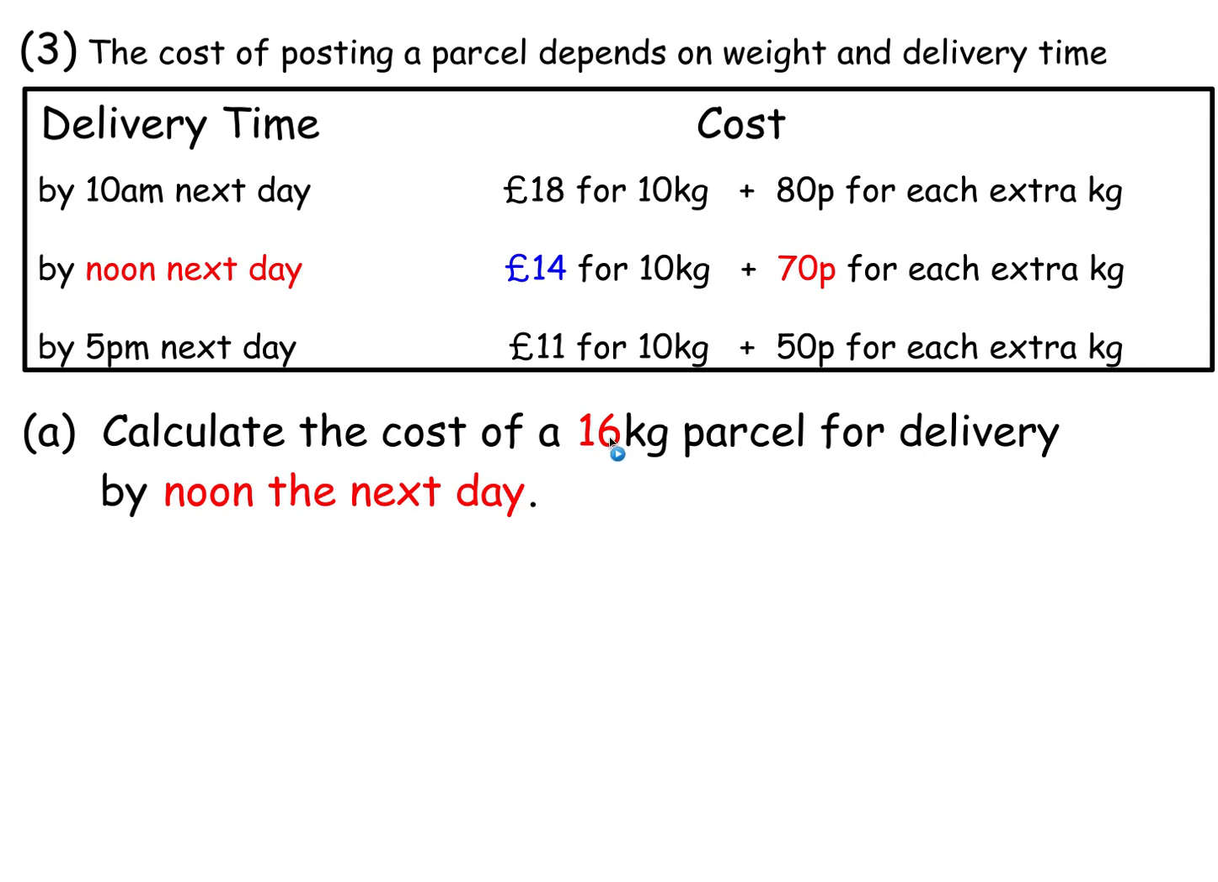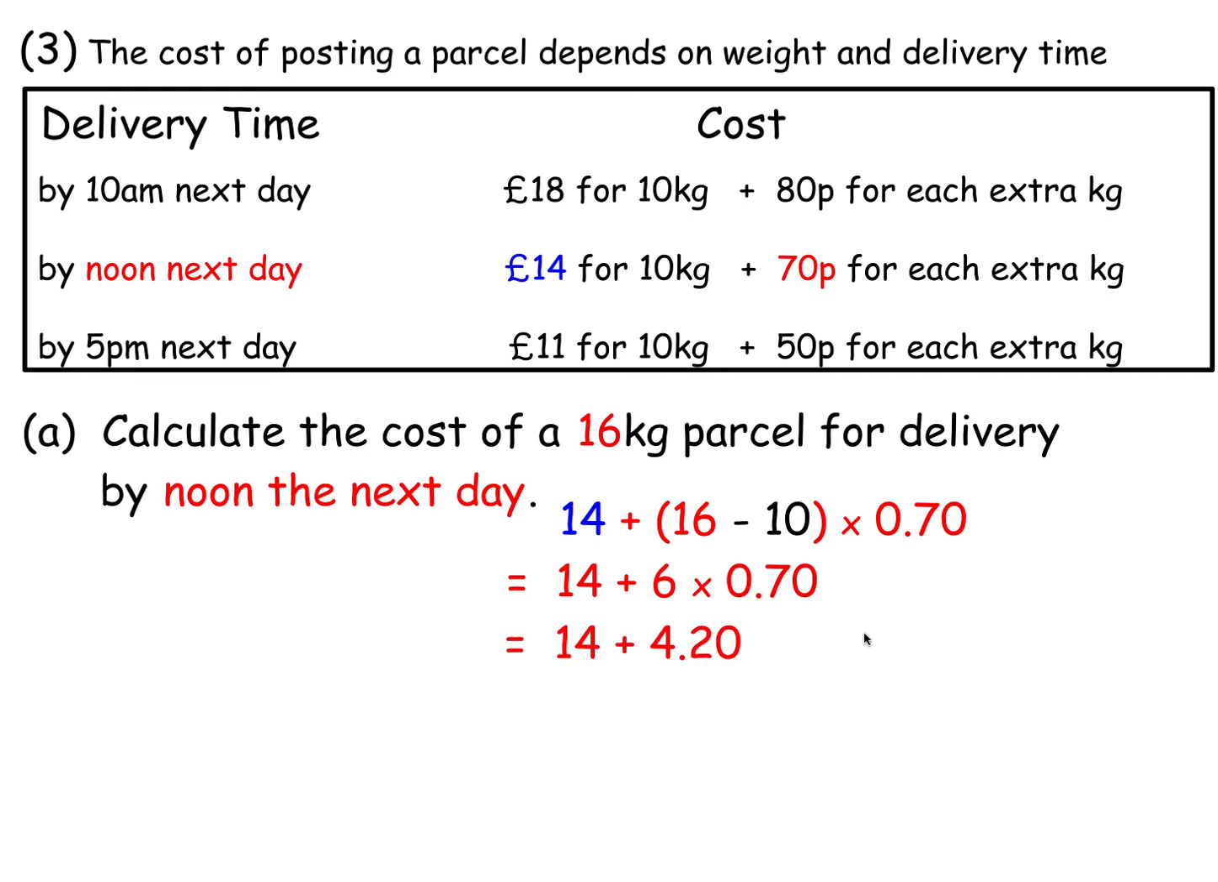Key parts are at 16 kilograms, so it's 6 kilograms overweight. That's 16 minus the 10, an extra 6. To be noon the next day, that tells you on this line, it's 70p for each extra kilogram, £14 for the 10 kilograms and 70p for each extra kilogram. So the calculations are £14 pays for 10 kilograms. This calculates an extra 6 kilograms at 70 pence, that's put into pounds, for each extra kilogram. So 6 lots of 70 pence onto the 14, it's £18.20.